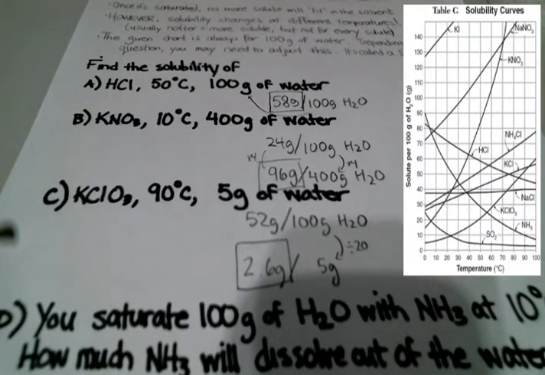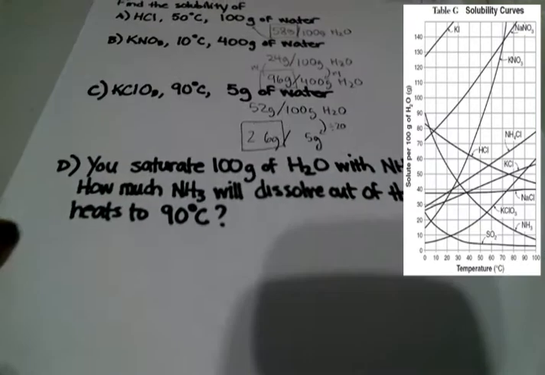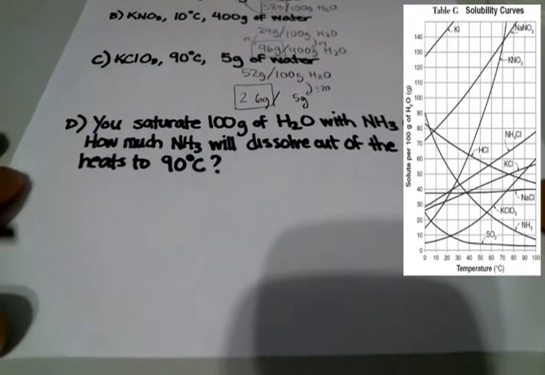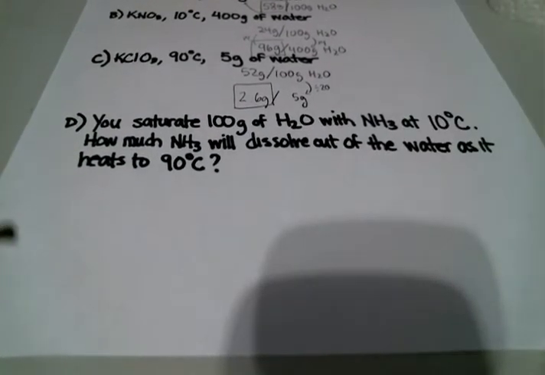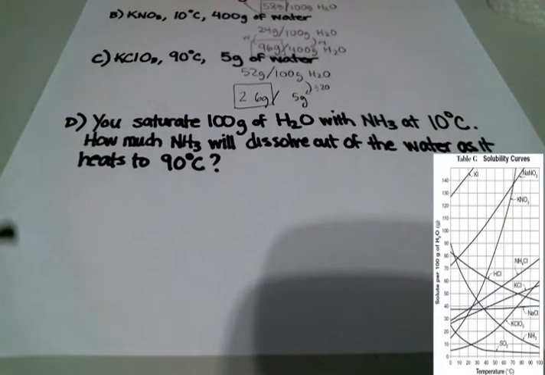Okay, the last question's a little bit different. You have to think a little bit about this one, but it shouldn't be too bad. In this one, I take 100 grams of water and I saturate it with NH3, which is ammonia. And this is at 10 degrees Celsius. Then I heat the water to 90 degrees, and I want to know how much of the ammonia is going to come out of the water as it heats up to a higher temperature.